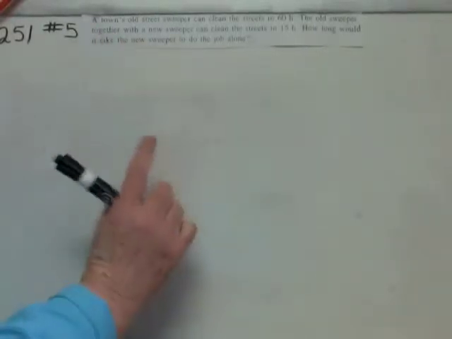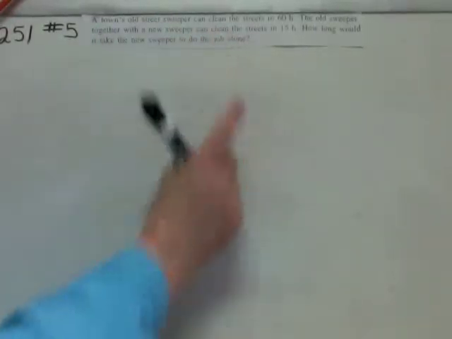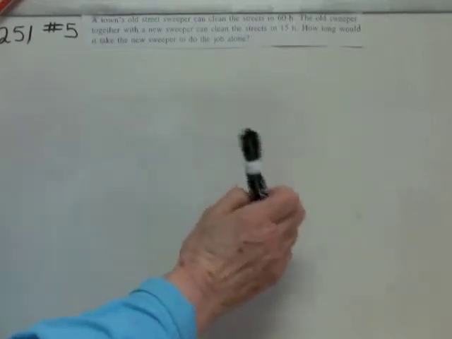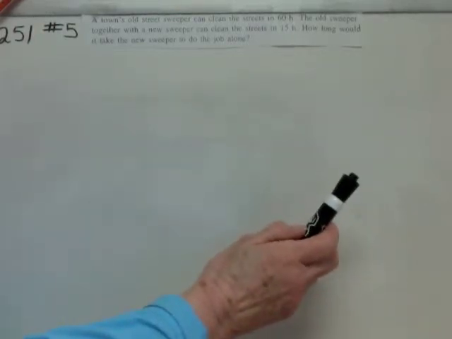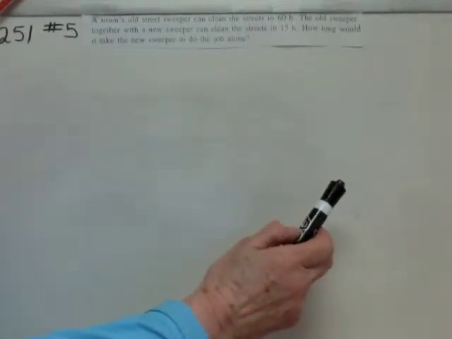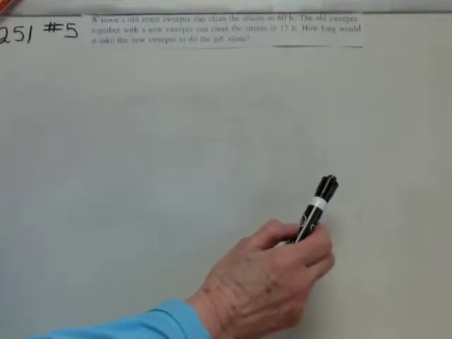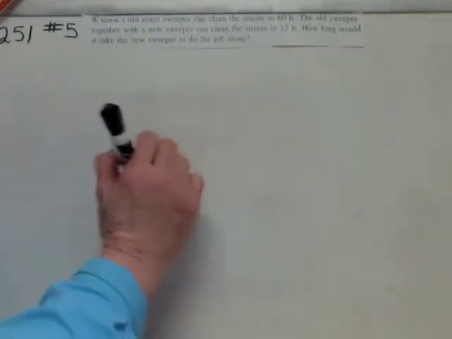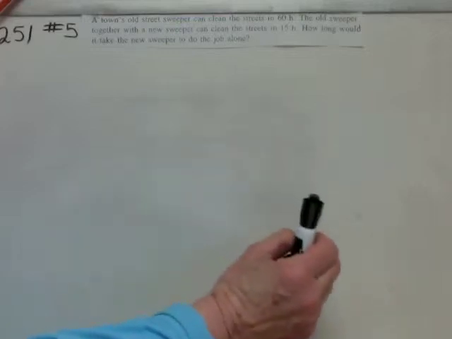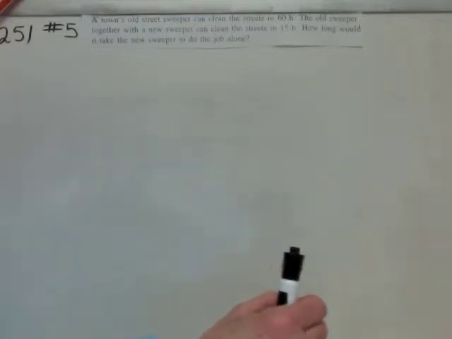Okay, so I want to do this work rate problem. It's on page 251, number 5. A town's old street sweeper can clean the streets in 60 hours. The old sweeper, together with a new sweeper, can clean the streets in 15 hours. How long would it take the new sweeper to do the job alone?